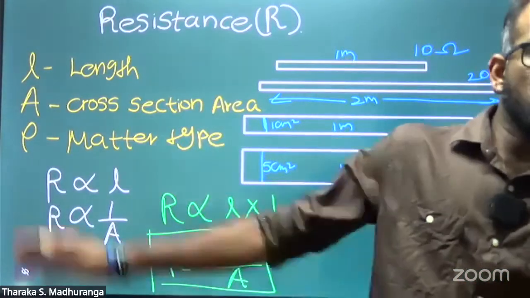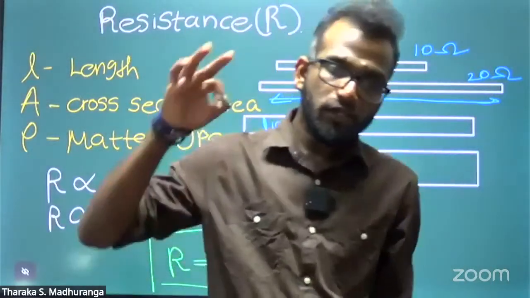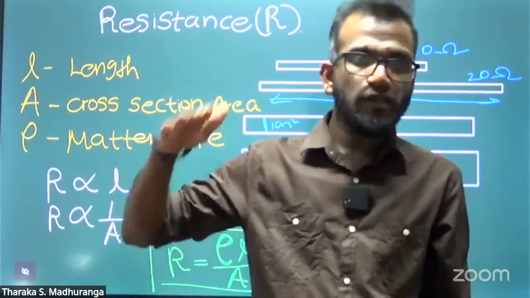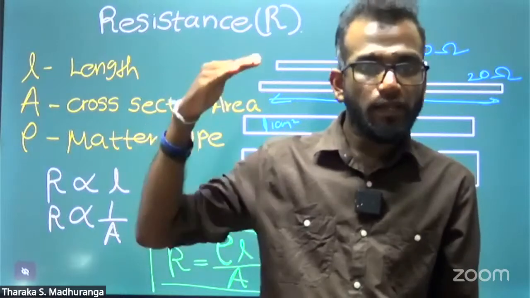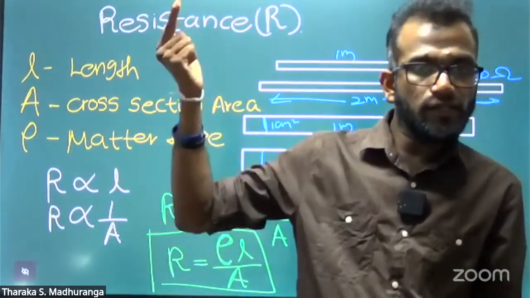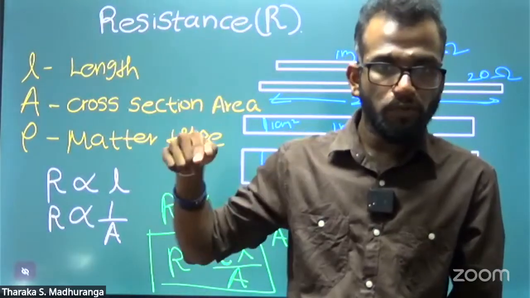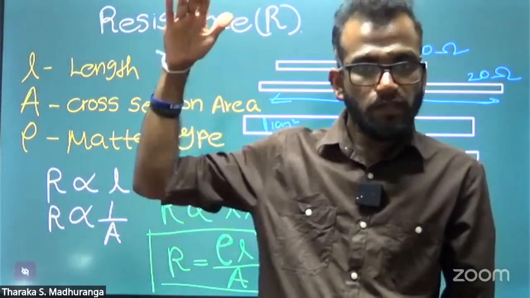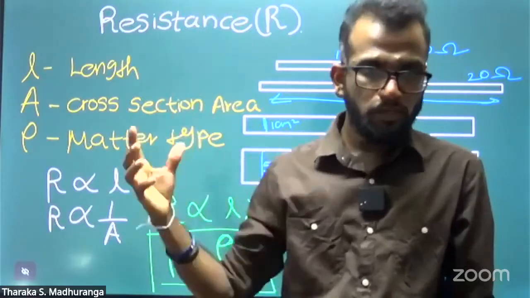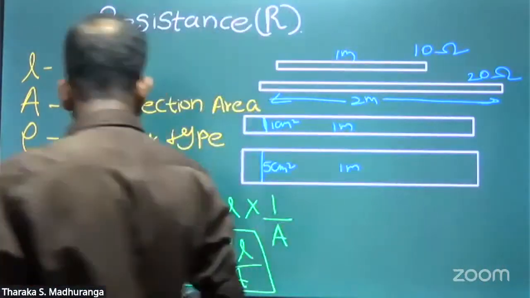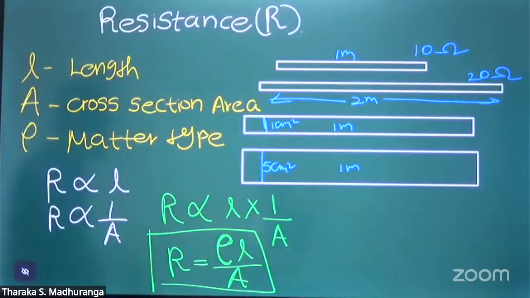Okay, how do we remember this? There are three main factors affecting resistance: length, cross-section area, and the matter type. Length increasing, resistance increasing, directly proportional. Cross-section increasing, resistance decreasing, inversely proportional. According to that, we get the relationship R equals rho L over A. Any doubt? Please ask.